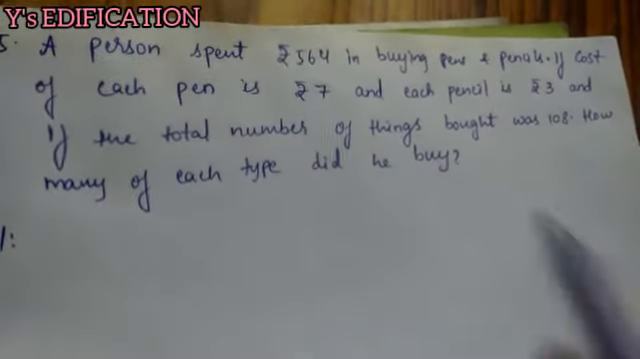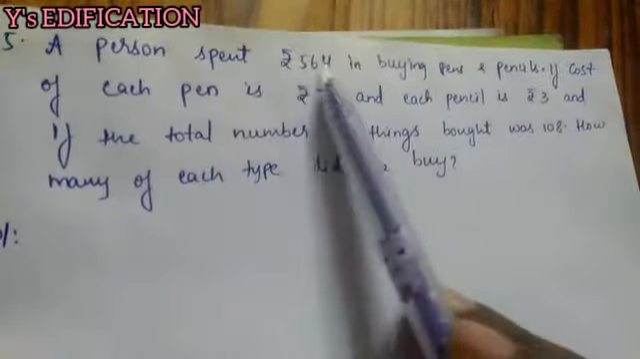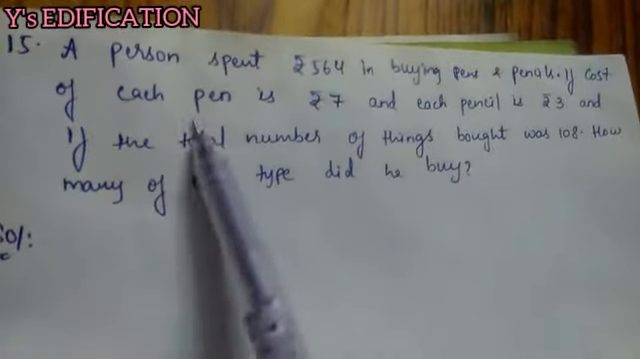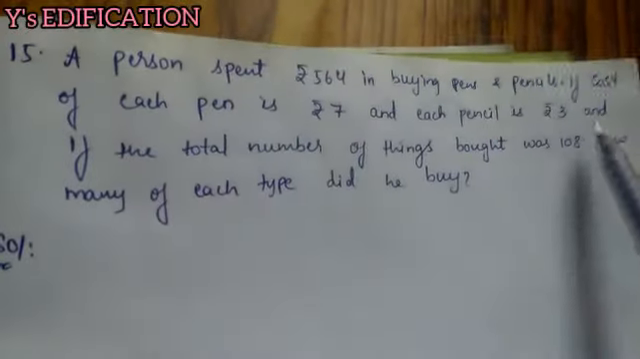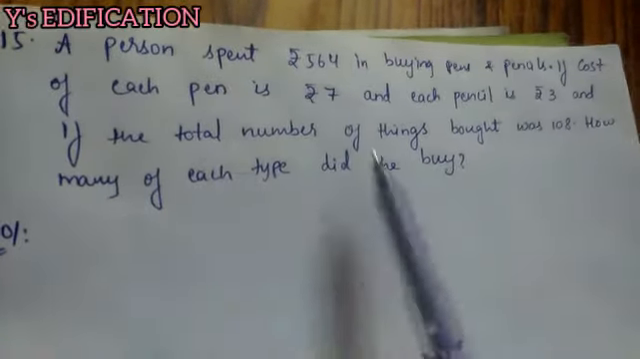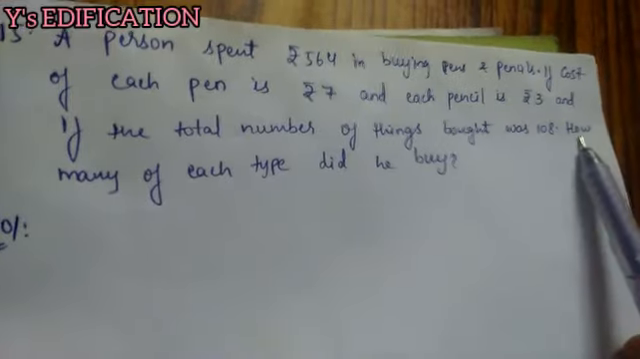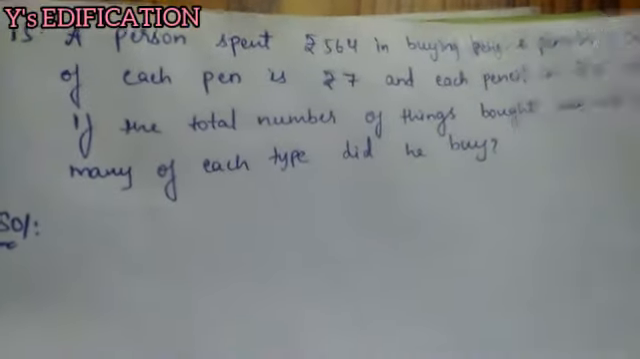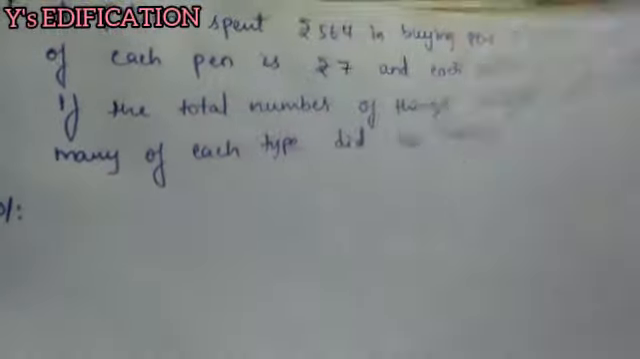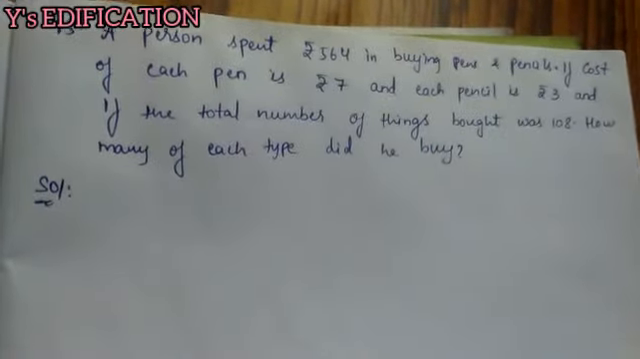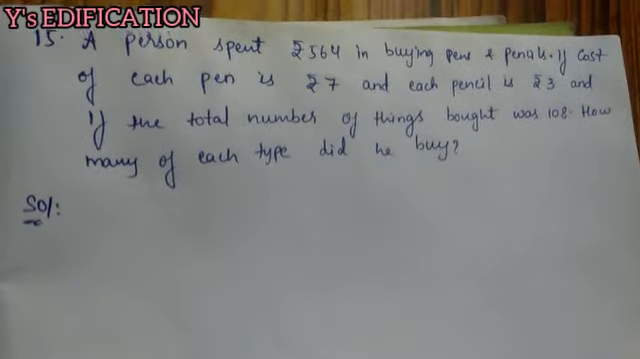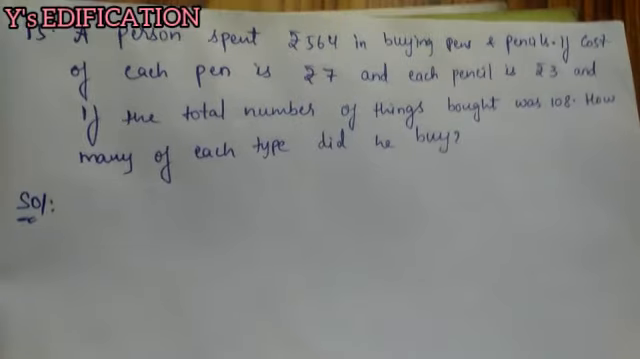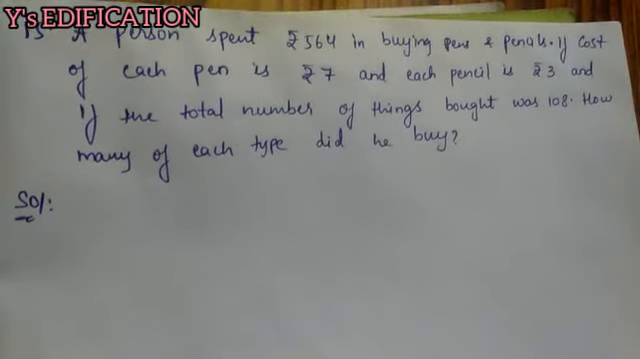Next question. A person spent 564 rupees in buying pens and pencils. If the cost of each pen is 7 rupees and each pencil is 3 rupees, and if the total number of things bought was 108, how many of each type did he buy? A person went to a shop and he bought a few pens and pencils. The total amount he spent is 564 rupees, and he bought 108 items.